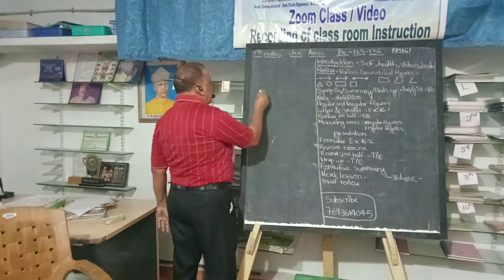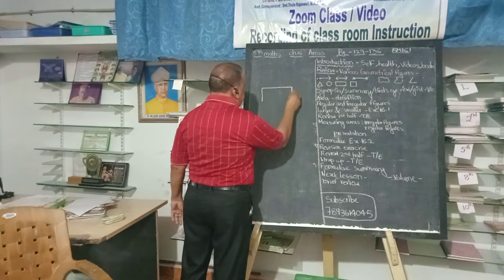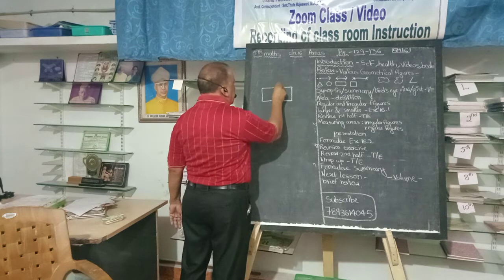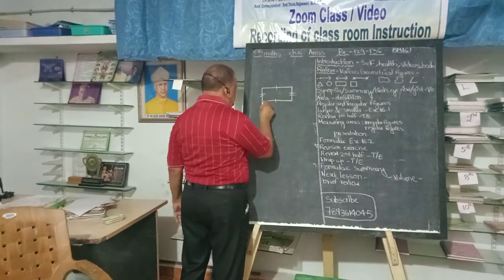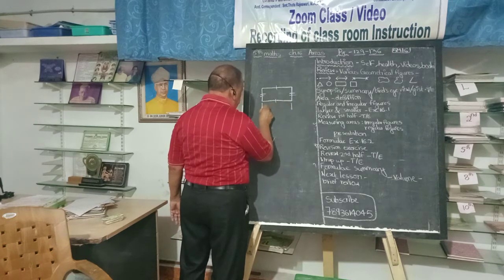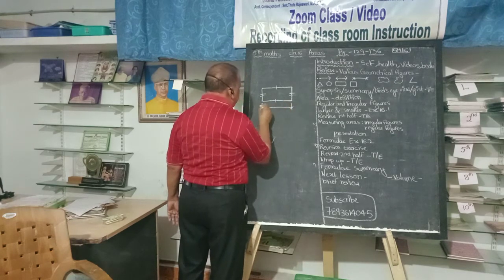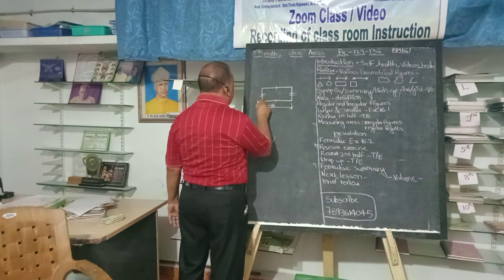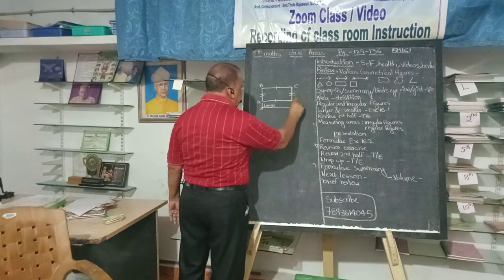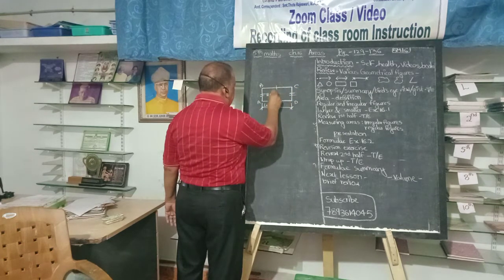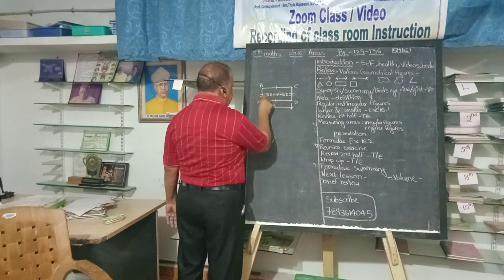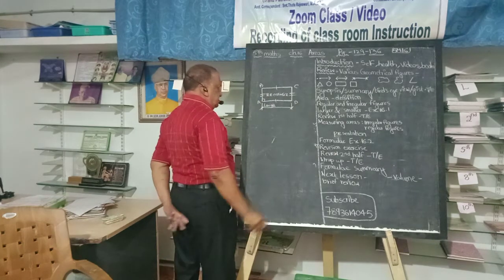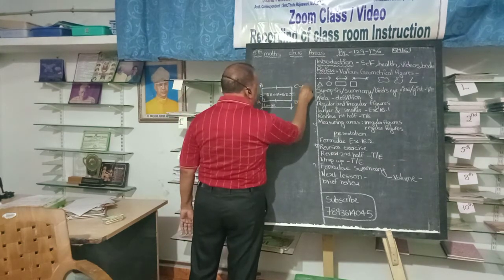Now, then you have a rectangle. This is a rectangle. In a rectangle, the opposite sides are equal, and here you represent it like this. This is called the length. Put a rectangle A, B, C, D. This angle is 90 degrees. And then CD is the width.